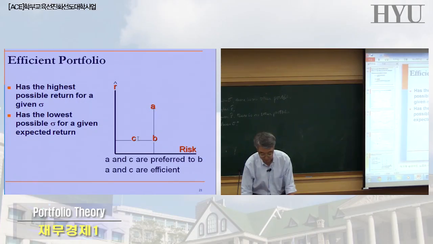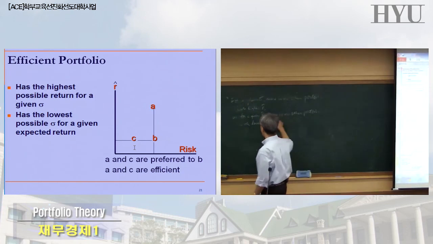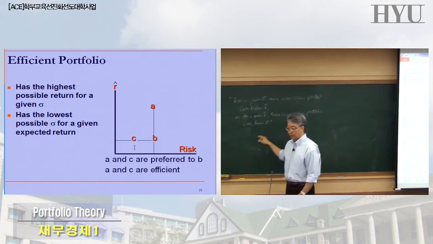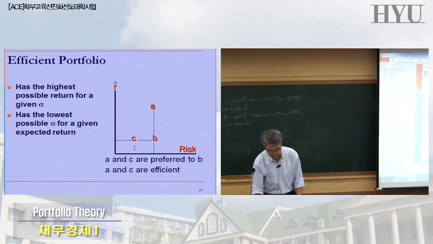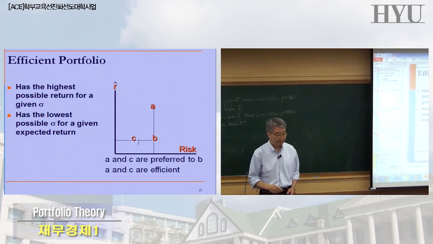C and B share the same level of return, but B is not efficient. Only C is efficient because B has another portfolio with lower risk. For a given return, there is no other portfolio with lower sigma than C. But between B and C, for a given return, B has another portfolio with the lower sigma. So B is not efficient. So both A and C are efficient. Make sure you understand that. Okay?